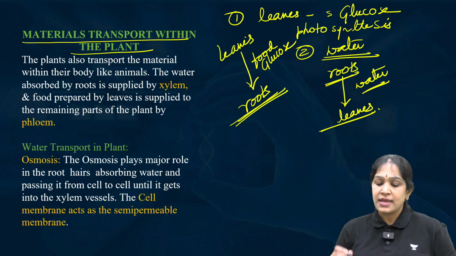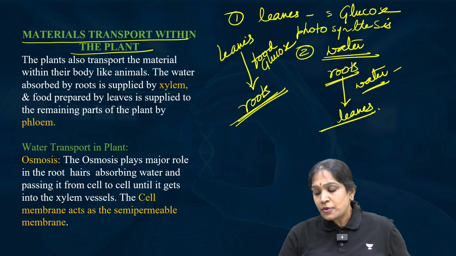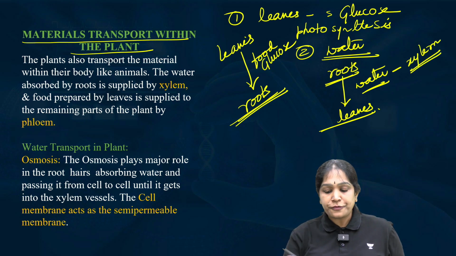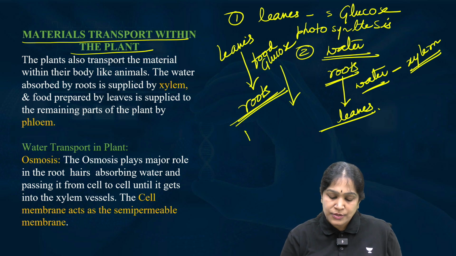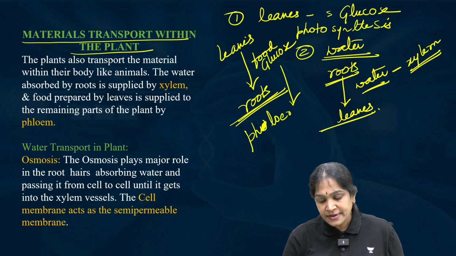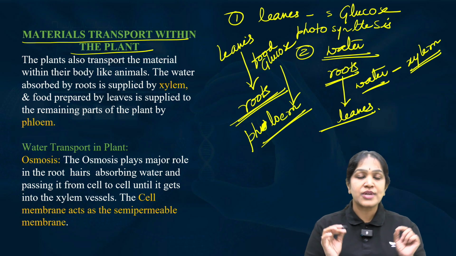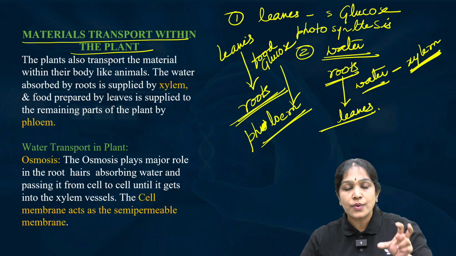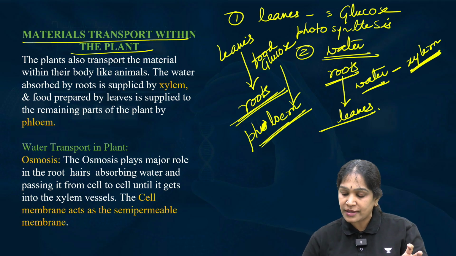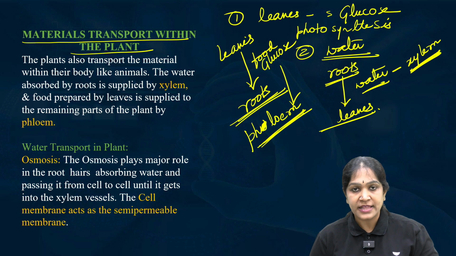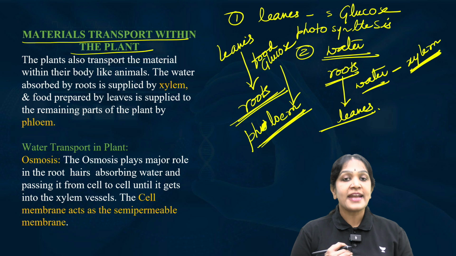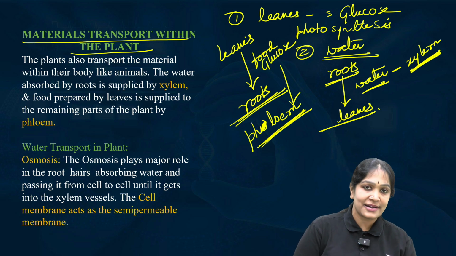The water transport occurs through the xylem, and the food transport occurs through the phloem. Memorize the words. The water gets transported through xylem, and the food material, that is glucose, will get transported through the phloem. Then, what is xylem and phloem? Where are they located in the plant?